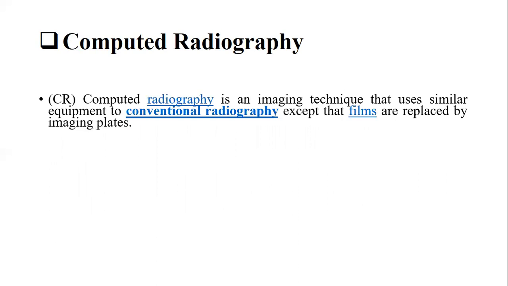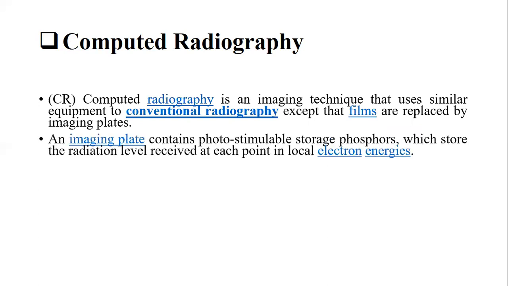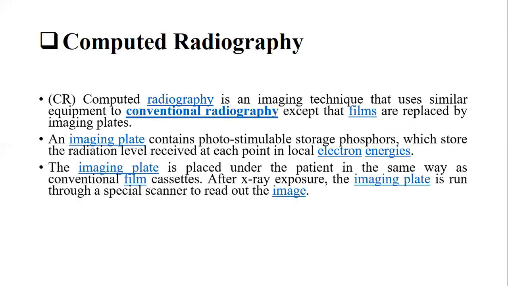Next is computed radiography. Computed radiography is an imaging technique that uses similar equipment to conventional radiography, except that the films are replaced by the imaging plate. An imaging plate contains photo-stimulated phosphor, which stores the radiation level received at each point in the local electron energy. The imaging plate is placed under the patient in the same way as a conventional film cassette.